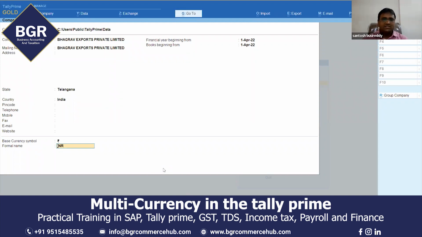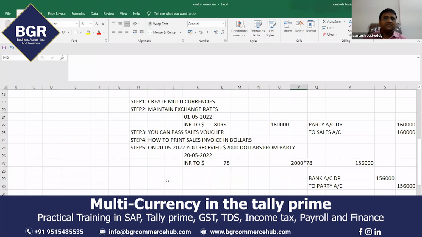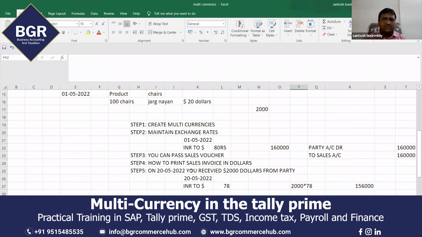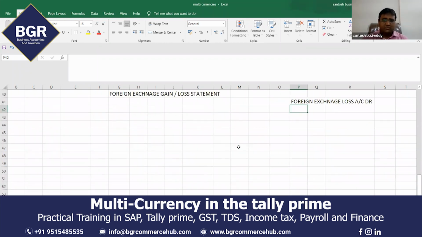Now you have to create that multi-currencies. Suppose my company has some subsidiary companies in Dubai. If you want to create a new company for the subsidiary, you have to select a different base currency. In this way, you have to treat foreign currency transactions. I think you got the basic idea of foreign currency transactions. In the next sessions, you will learn how to create multi-currencies and how to pass the entries. So thank you. Bye.